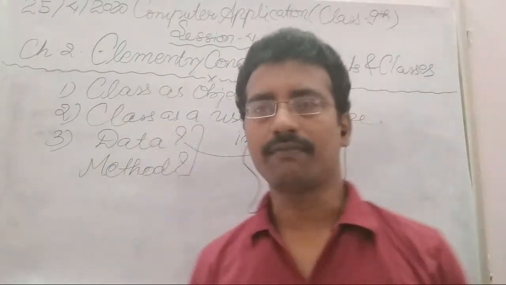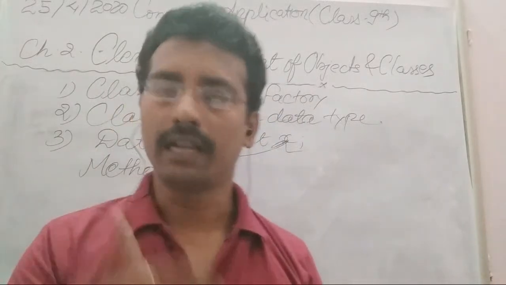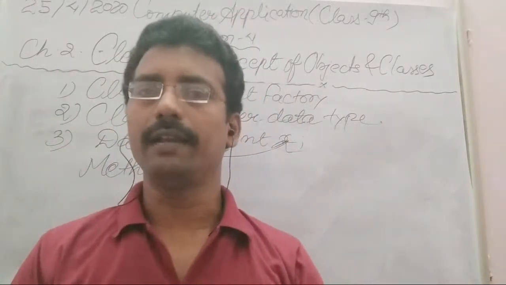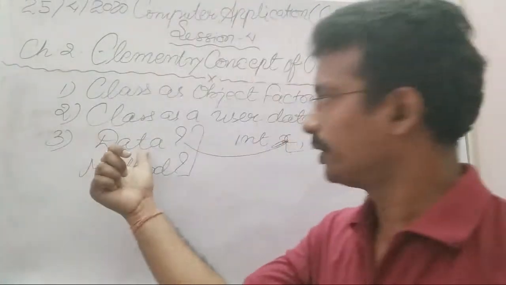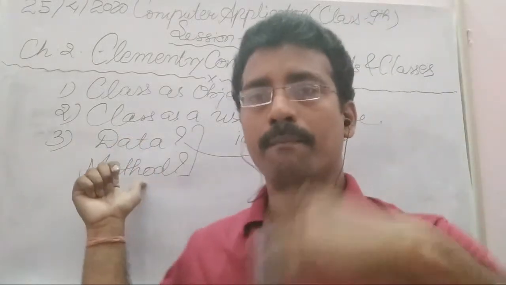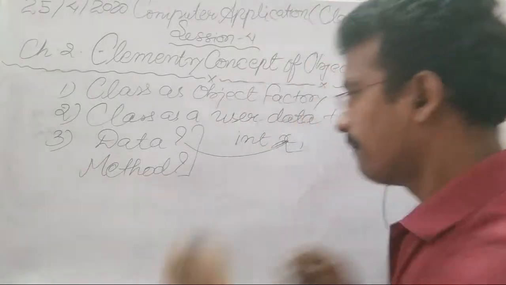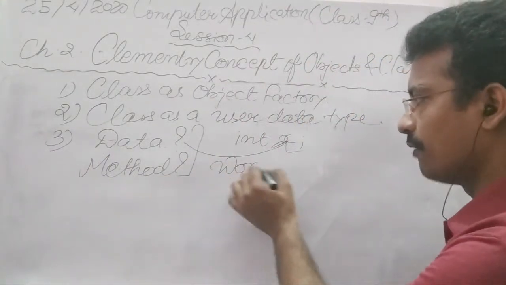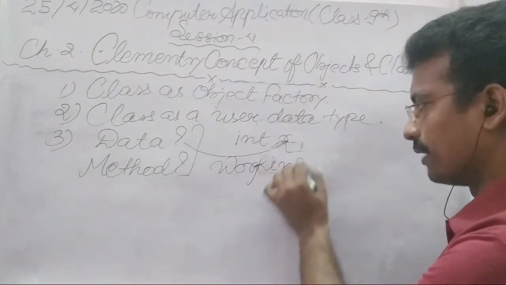The next topic is method. In our object definition, we have said method. An object is a collection, meaning an object contains methods as well as characteristics. Characteristics include this, and behavior, that is methods, includes this. What is a method? A method defines the working of the class.